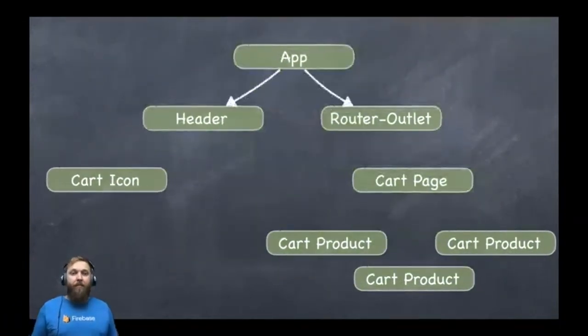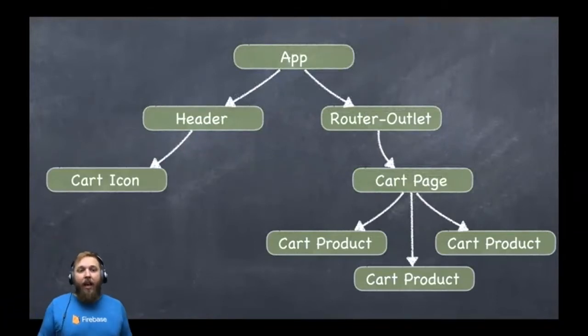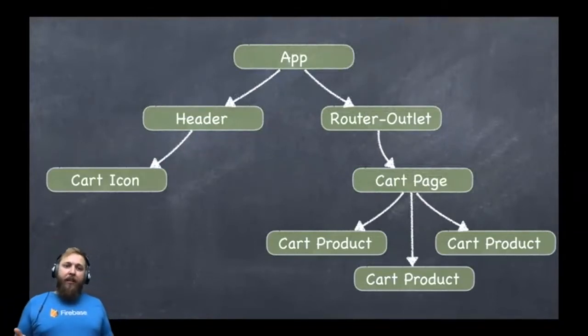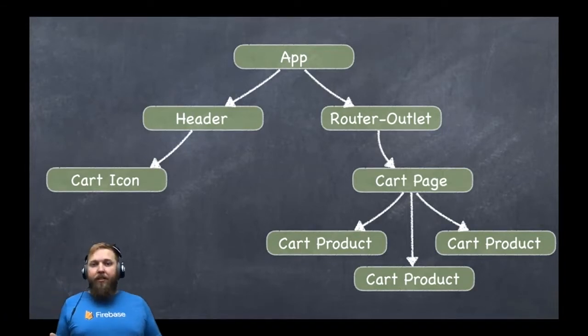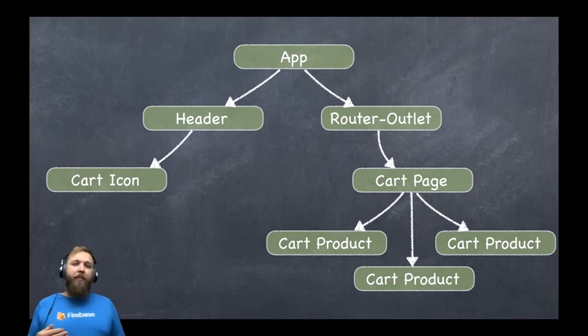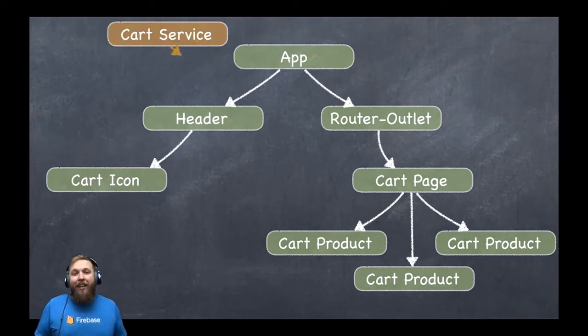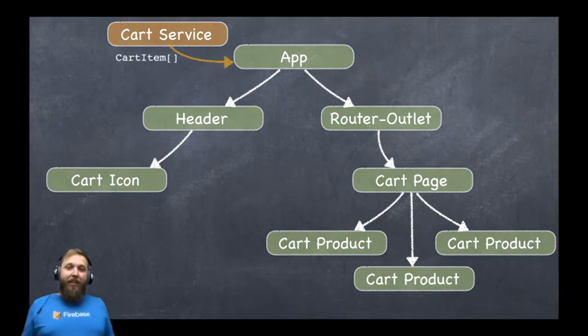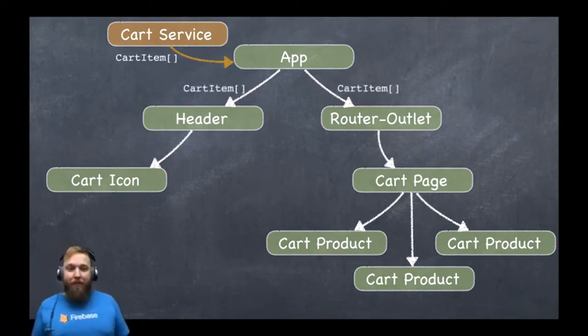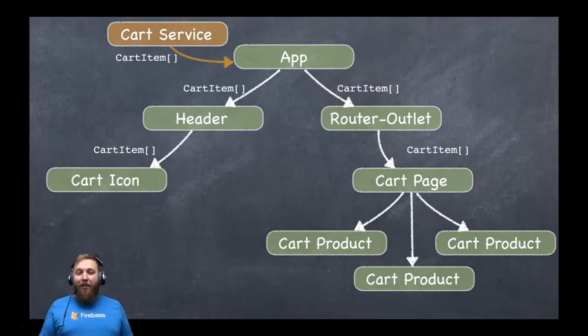So this is basically our component tree, and the way we can provide the cart icon and cart page with data without duplicating the calls every time is to provide it to the top-level component and then trickle that data down through inputs. This is obviously not the best approach. It is known as property drilling. It becomes very complicated really fast.